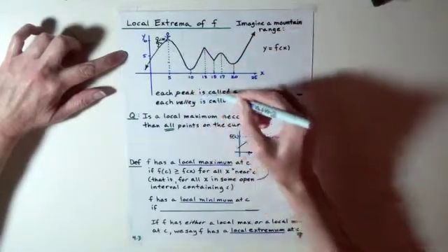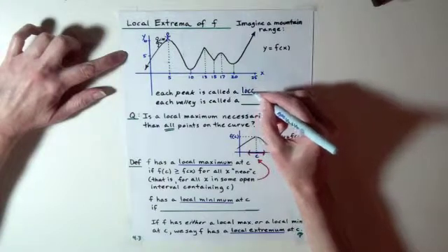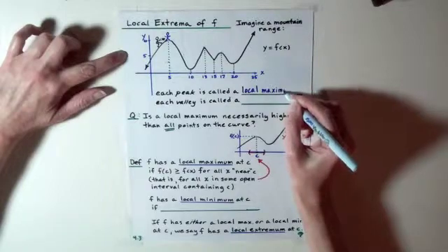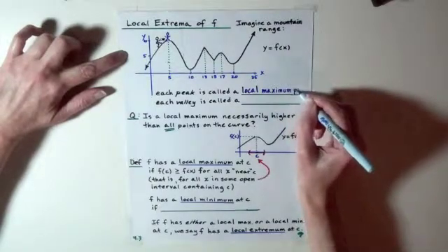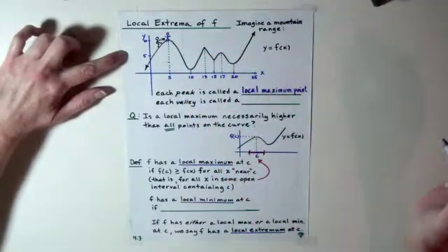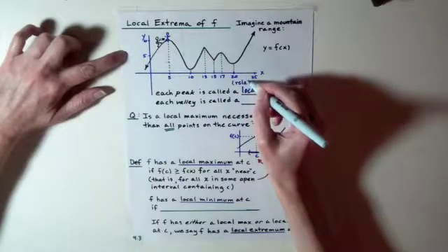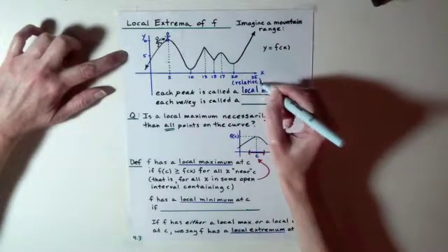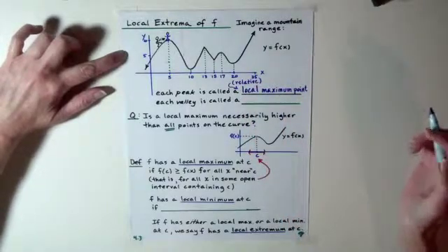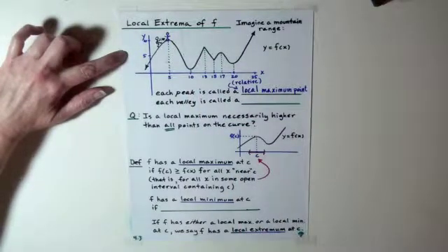And each of these peaks is called a local maximum. And I'll say it's called a local maximum point. So the peak point that you get to right here is called a local max. Sometimes in some textbooks it is referred to as a relative maximum point instead of a local max. They mean exactly the same thing. So here you are at a peak, and that is what's called a local maximum point.